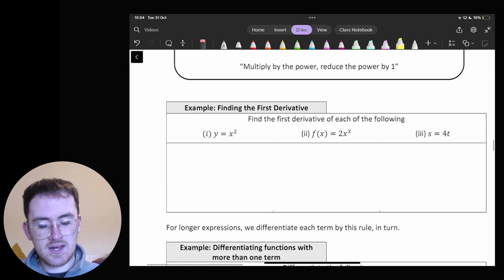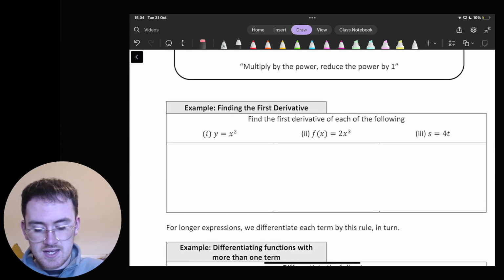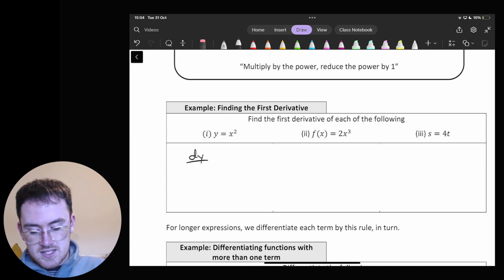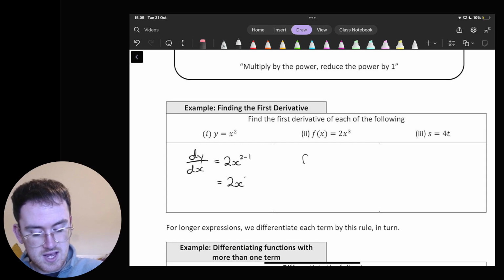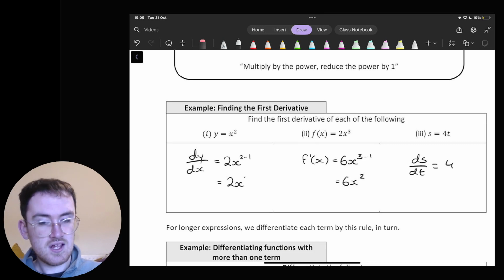So looking at how that works for these different examples here, if I have y equal to x squared, dy/dx is going to be 2x to the power of 2 minus 1, which of course is just 2x. Same thing goes for f'(x) here. Multiply by the power, so 2 multiplied by 3 gives me 6. I reduce this by 1, so I get 6x squared. For the last one, it's going to be ds/dt, because t is my variable, and that just gives me 4.